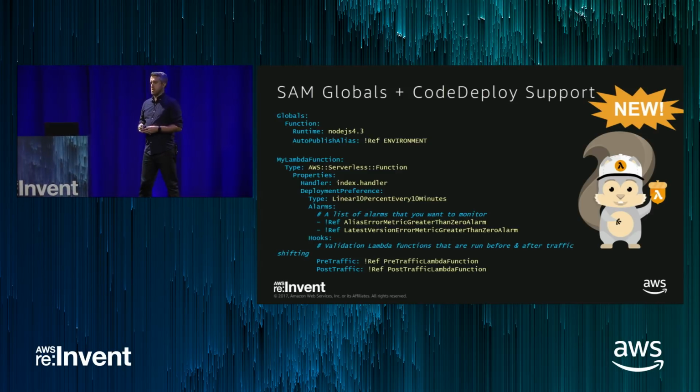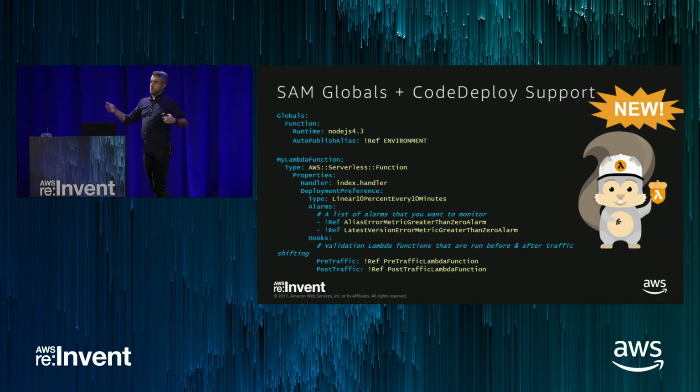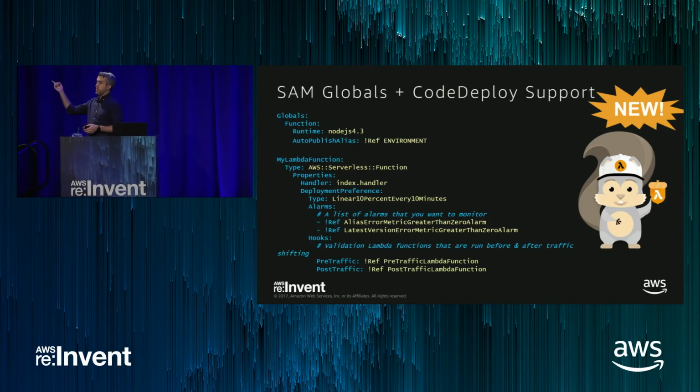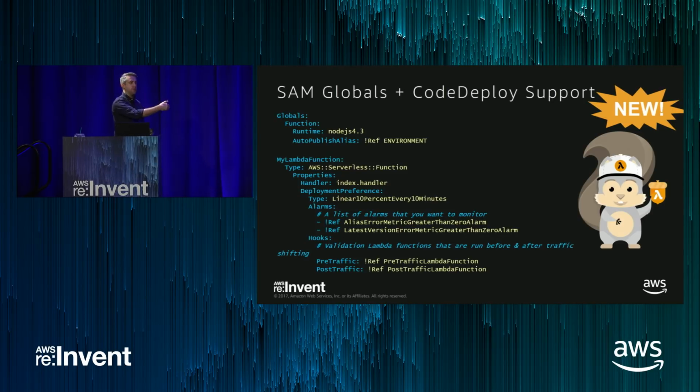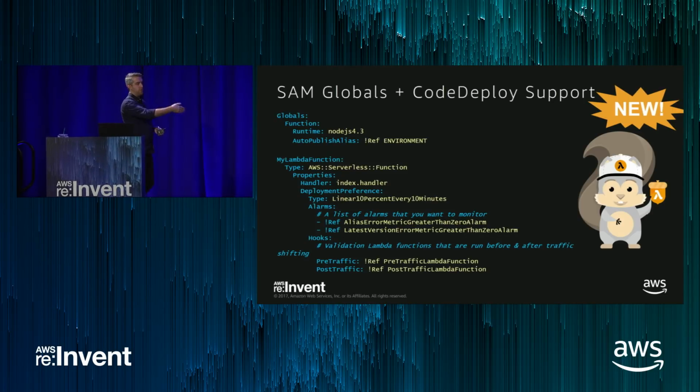So today, if I had a SAM template and I had, say, 20 different Lambda functions defined inside of it, I might have to specify things like my runtime in every single one of those. In this case, now I can consistently put that up in globals, and it will apply to all of the functions that are inside of that template.